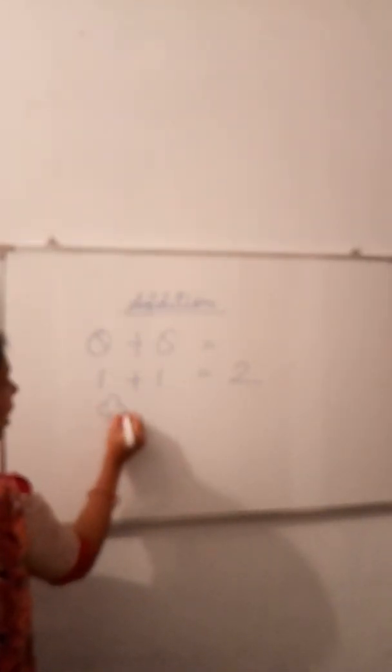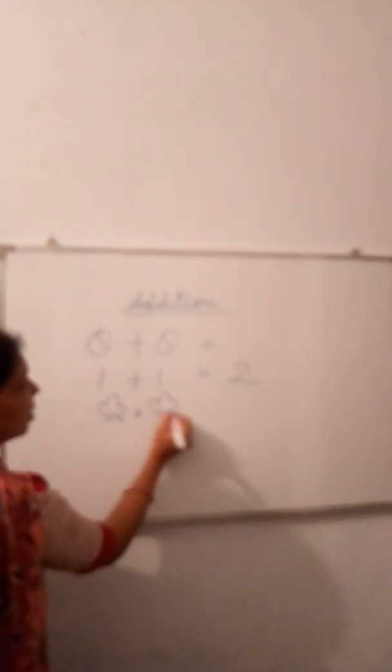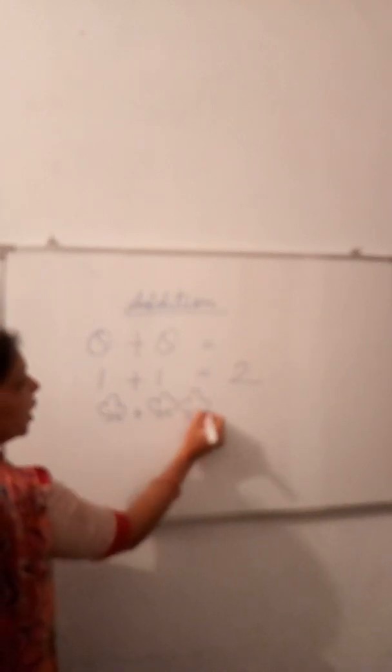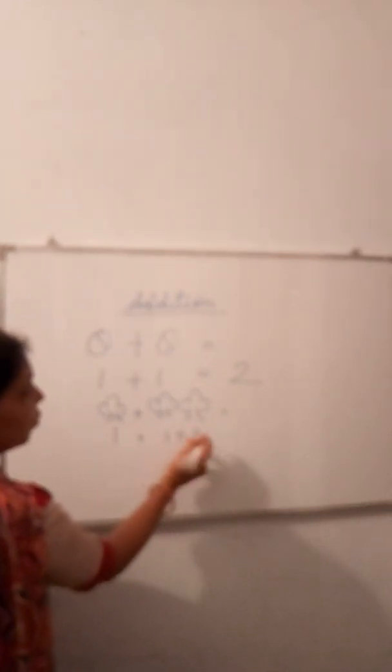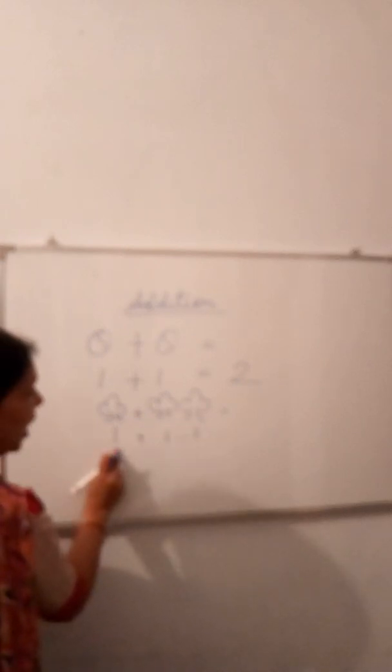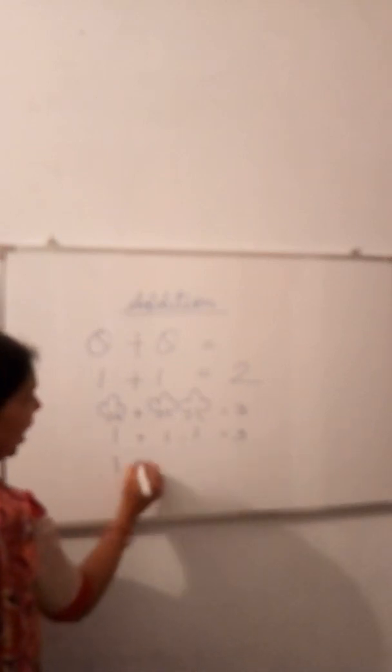Okay. Suppose that it is one tree. How many trees? 1. And I have to add 2 trees more. Means here it is 1 and 1, 1, means 1, 2, 3. How many trees? 3. 1 plus 2 is equal to 3. How many trees are there? 3 trees are there.